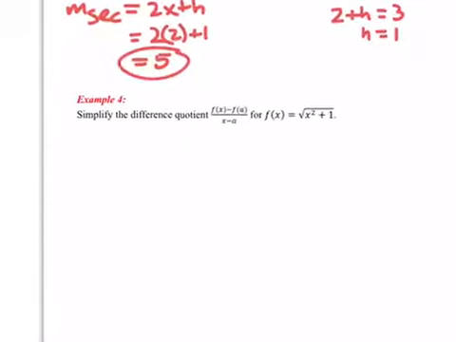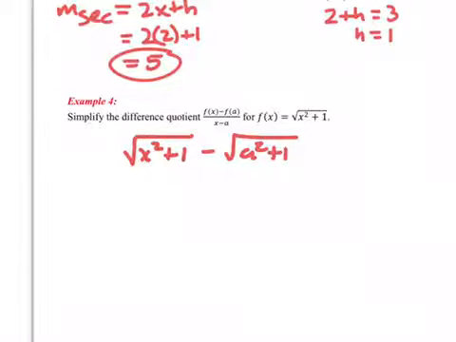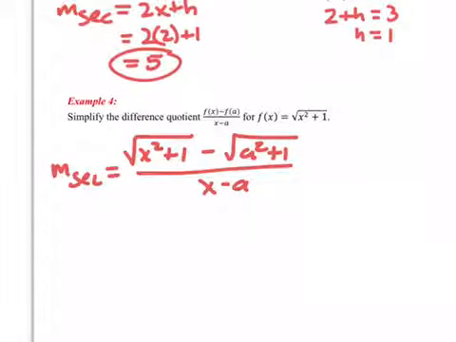All right, let's simplify the difference quotient using the second form, f of x minus f of a over x minus a, for f of x equals square root of x squared plus 1. So f of x minus f of a is square root of x squared plus 1 minus square root of a squared plus 1, all over x minus a. I do want to write this here. The slope of the secant line will be the following.